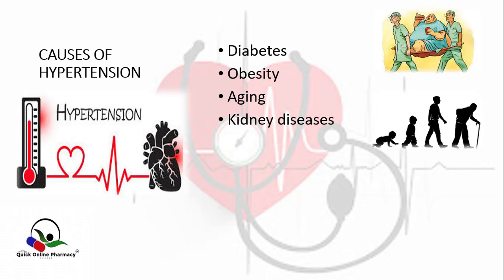Kidney diseases, like kidney failure. There are very many diseases of the kidney, but most kidney disorders are causes of hypertension. So if you are diagnosed and found to have a kidney disease or disorder, it's better you go for a hypertension checkup, because the kidney plays a major role in regulation of your blood pressure.